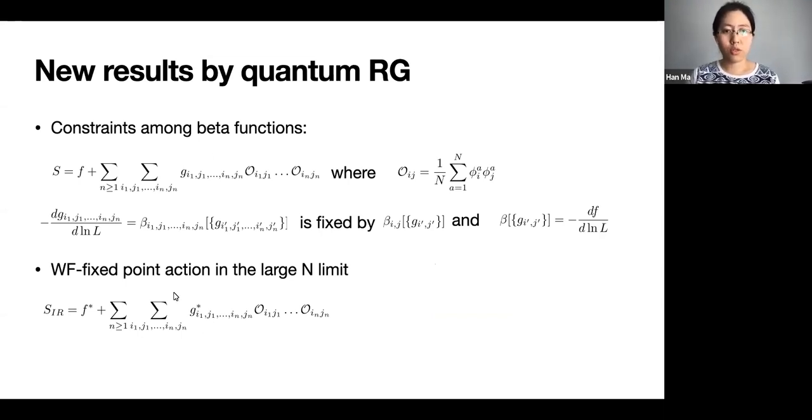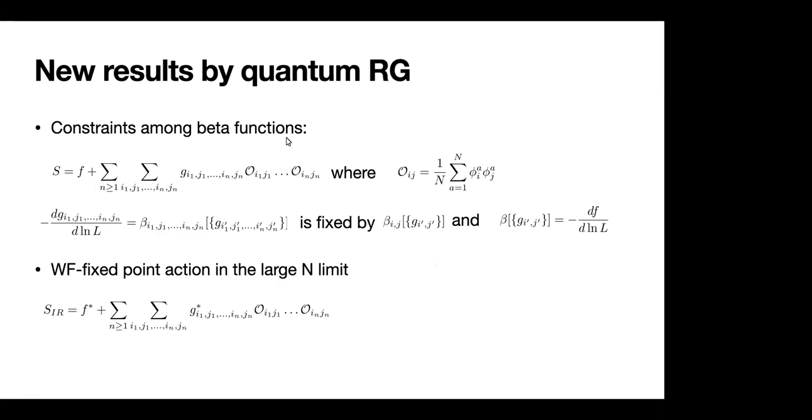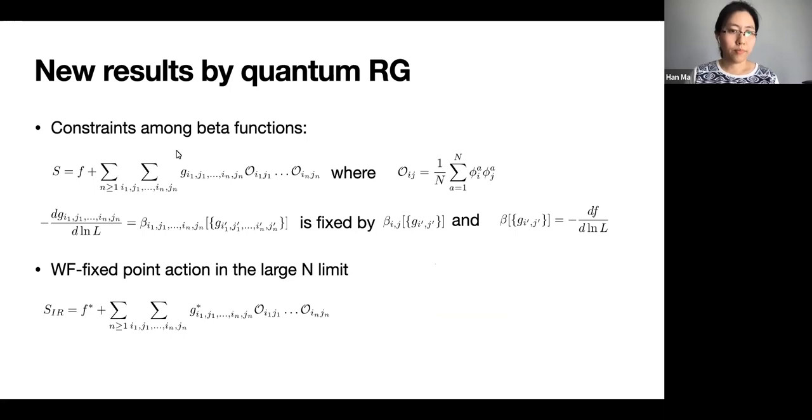Here are the two results I'm gonna present in this talk. The first result is about beta functions during the RG flow. They are highly constrained. A longer statement for this point is that if we consider an action for the O(N) vector model with appropriate lattice regularization, then the action in general can be written as a constant plus all the possible O(N) invariant terms. And each O(N) invariant term can be written as a product of what we call fundamental operators.